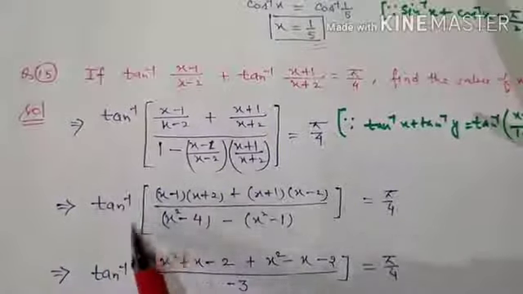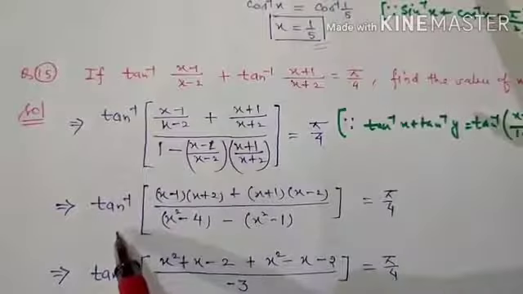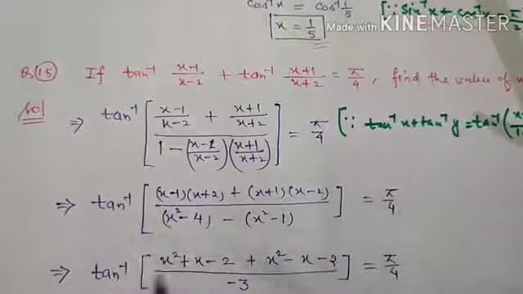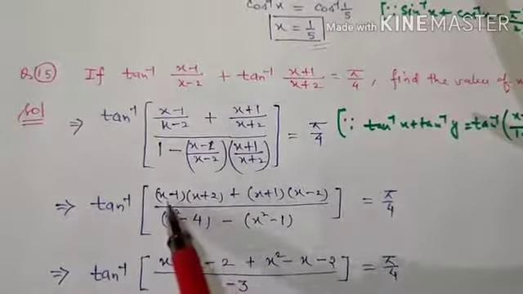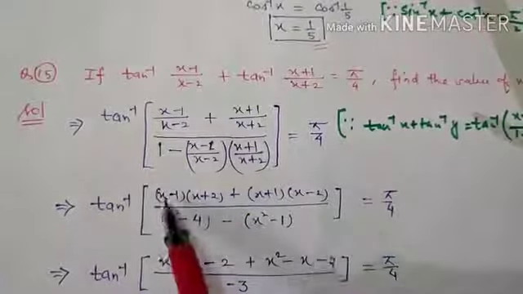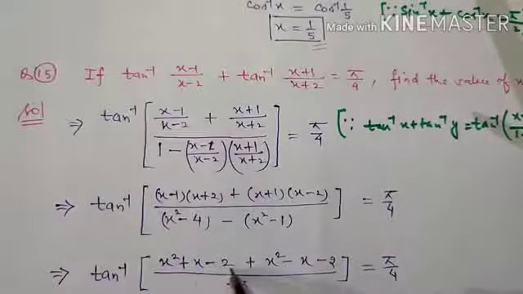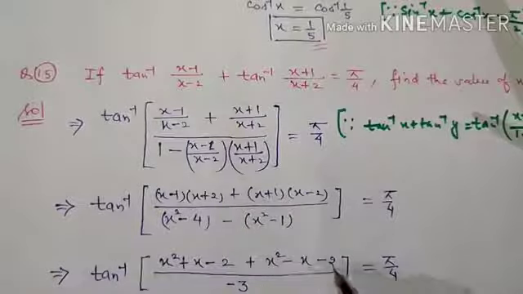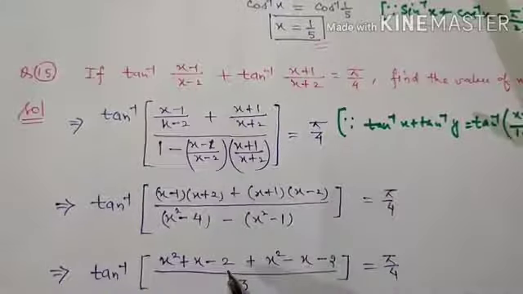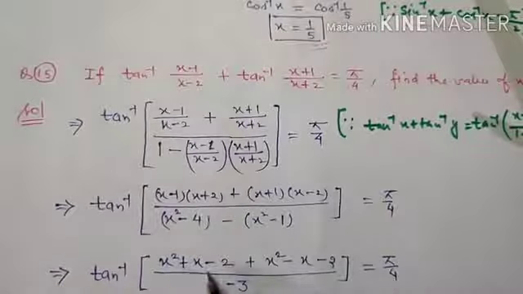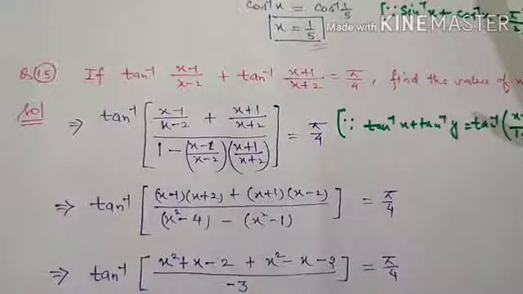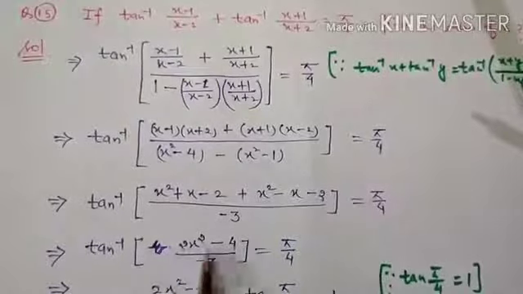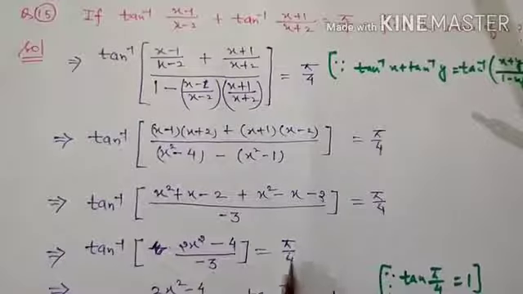So this tan inverse is already here, and pi by 4 is already here, which means their positions have not been changed. Just simplify the bracket. We'll be getting x square plus x minus 2 after solving this, and x square minus x minus 2 after solving this. So here you will be getting 2x square minus 4 upon minus 3 is equal to pi by 4.